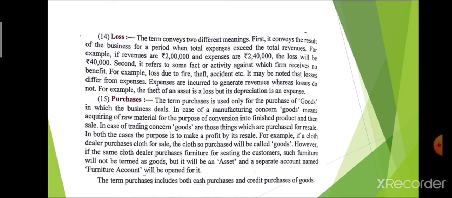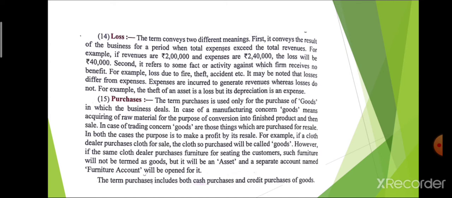Here one numerical example is given: revenue after sale we get 2 lakh rupees and expense is given, that is 2,40,000. It means that for producing our goods the cost incurred is rupees 2,40,000 and after selling the goods we receive 2 lakh rupees. Cost price is greater than the selling price. So the difference between cost price and selling price is considered as loss.